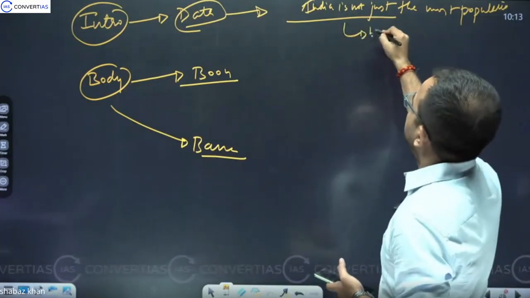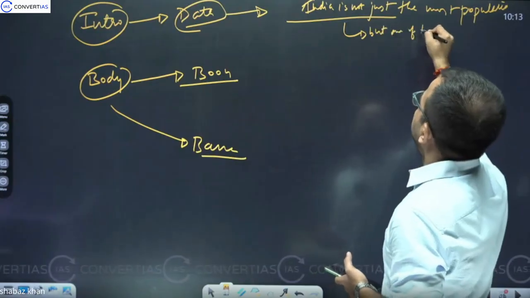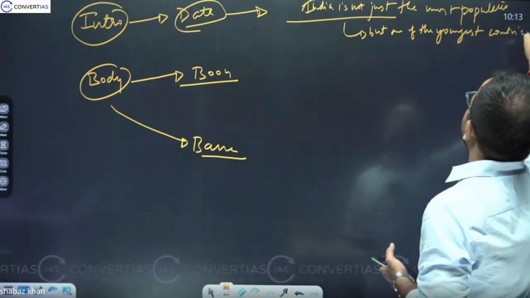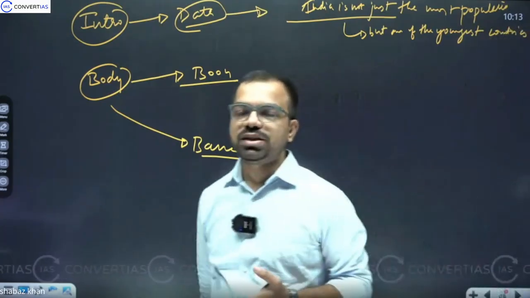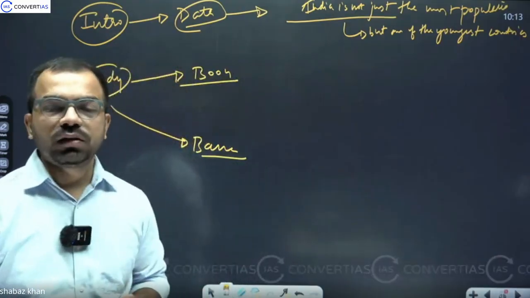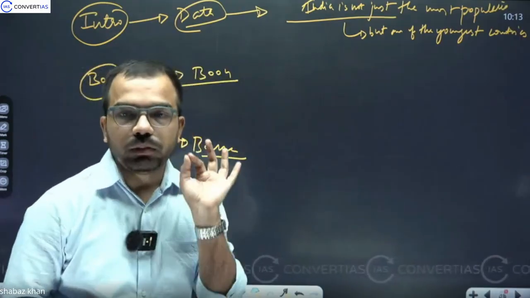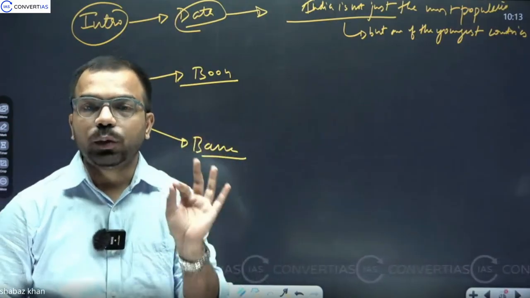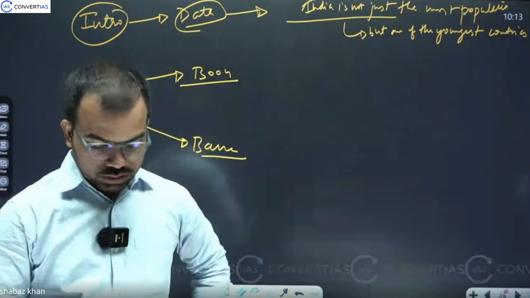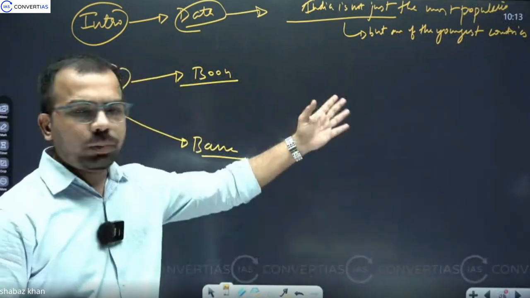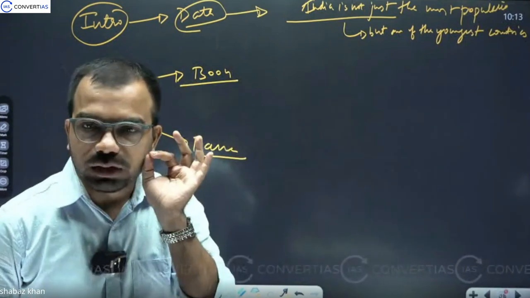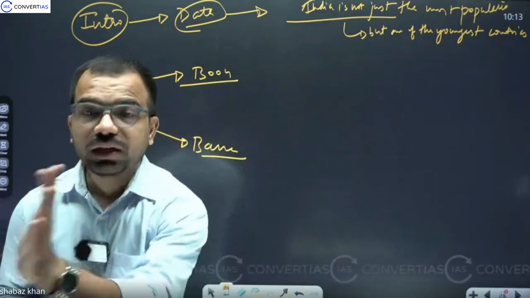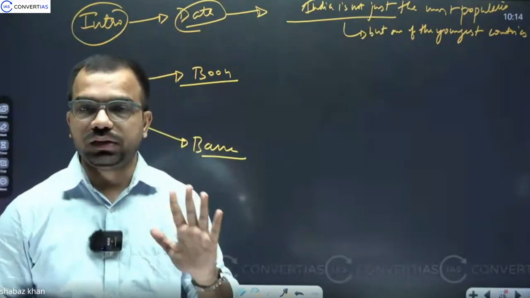But one of the youngest countries also. Out of all the major countries with large populations, India is one of the youngest, where the average age of a person is 28 to 29. Okay, so that is the data. This is giving the context of the question, that not just the most populated, but one of the youngest also in the populated countries. Okay.